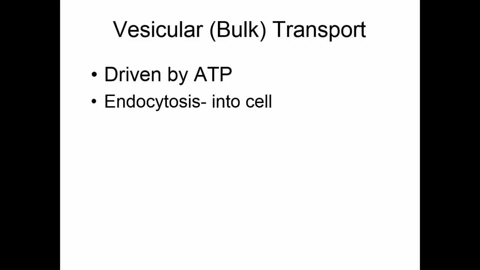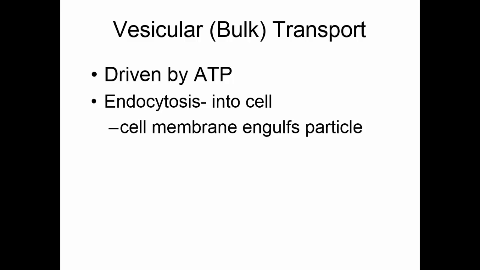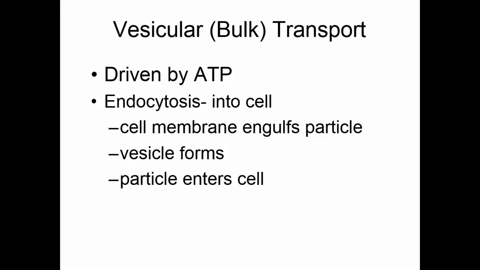Vesicular or bulk transport is also driven by ATP. Endocytosis is taking something into the cell. The cell membrane will move around the particle and engulf it and form a vesicle known as a phagosome. This will bring the particle into the cell. Exocytosis is the reverse of this process. It's pushing the material out of the cell.